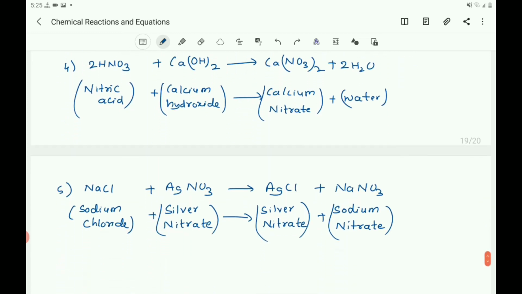You will get two different substances after the reaction. Next, the fifth one: sodium chloride reacts with silver nitrate to give silver chloride and sodium nitrate. Here also sodium ions exchange with silver ions and chlorine ions exchange with NO3 ions. New substances are formed here, AgCl and NaNO3.